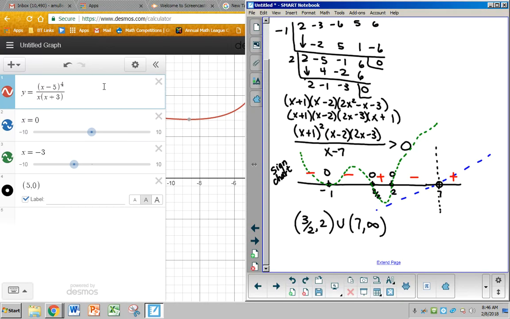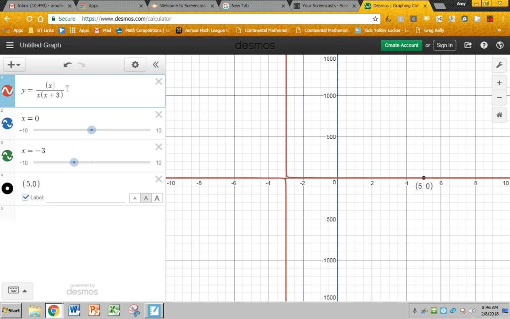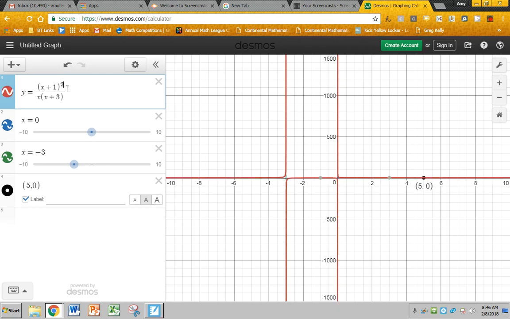Now, was that difficult? It looked a little scary, but the zeros were reasonable to find. The second 2x minus 3, oh, sorry, times x minus 2, yes. And then it was x minus 7 at the bottom.